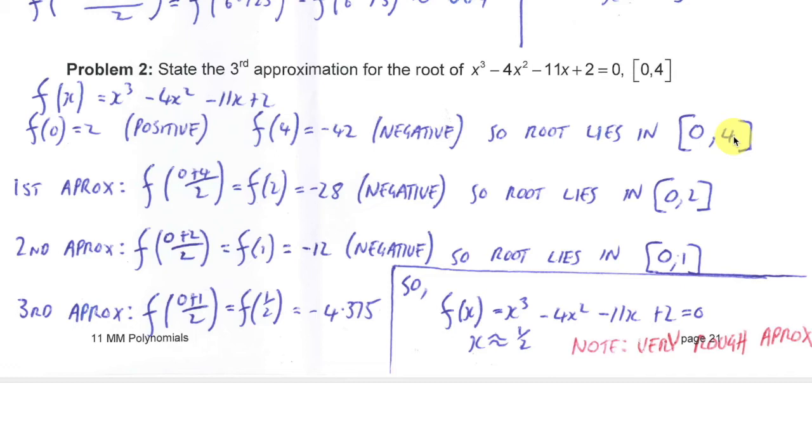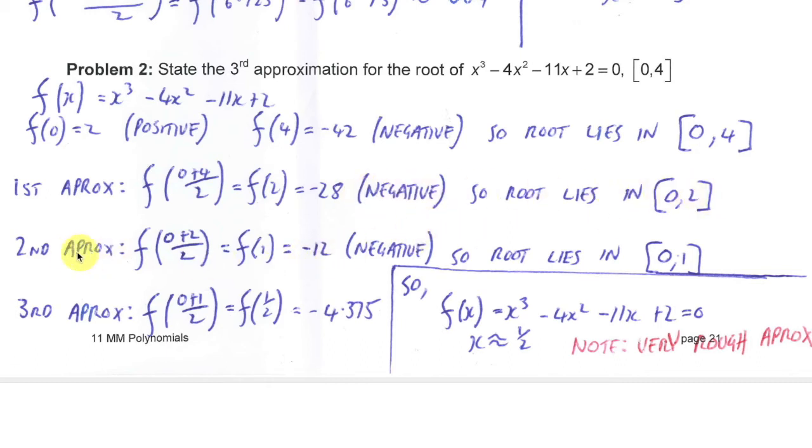Here's my first approximation, which will be halfway of this interval. 0 plus 4 on 2, which is f of 2. So 2 is my first approximation. When I substitute 2 in the polynomial, I get a negative. So what I know now is that my solution lies between 0 and 2, because 0 produces a positive and 2 produces a negative. So it lies in here.